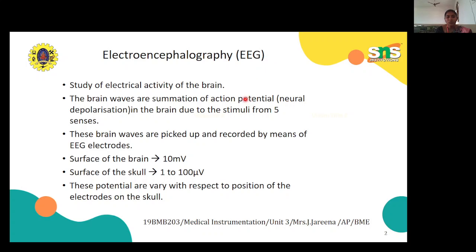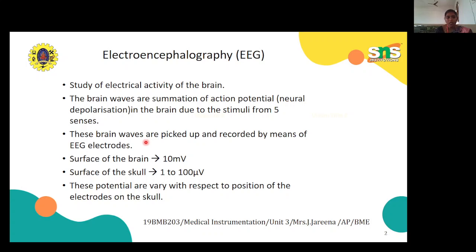To pick up these brain waves, that is action potentials, we need something called electrodes. Already you know that for measuring ECG activity we need surface electrodes. Here also we need electrodes to pick up the brain waves, that is EEG electrodes. There are usually two methods to place the electrodes: one is the non-invasive method, another is the invasive method.